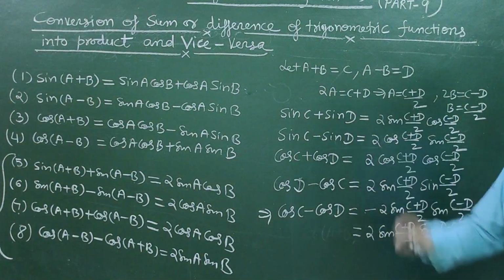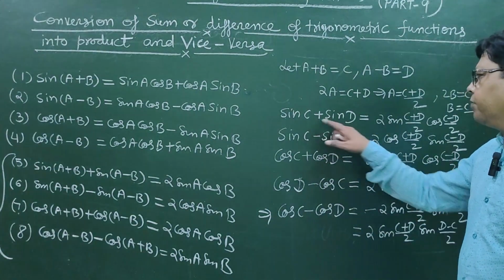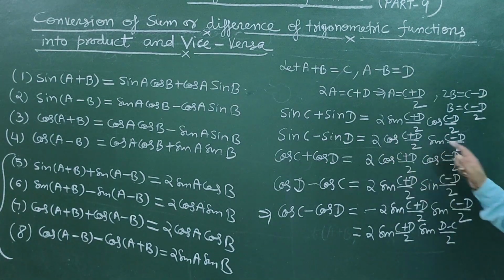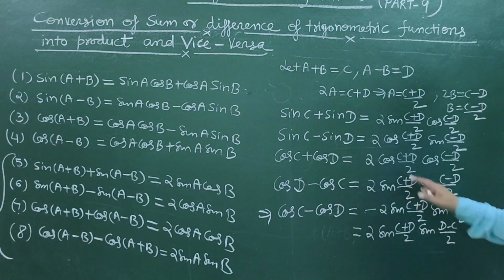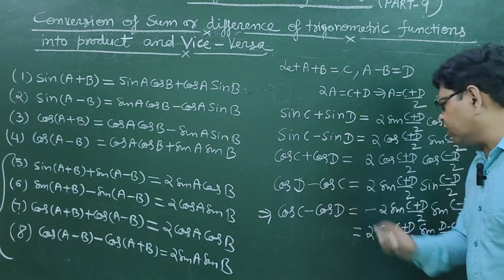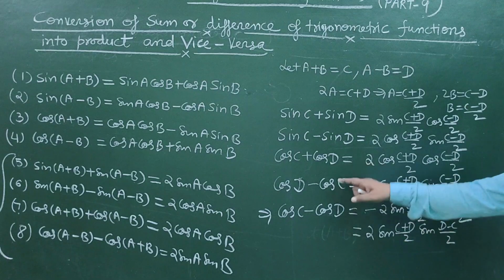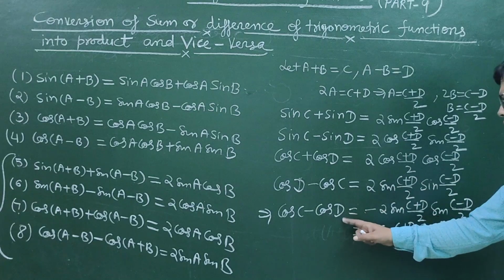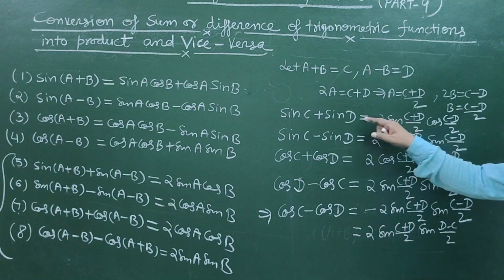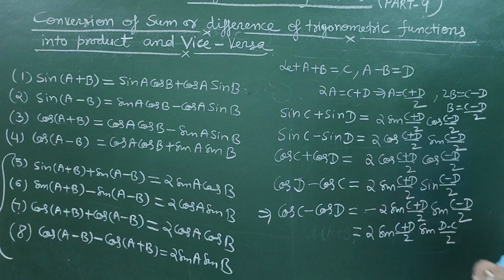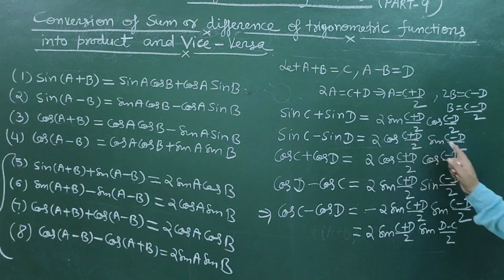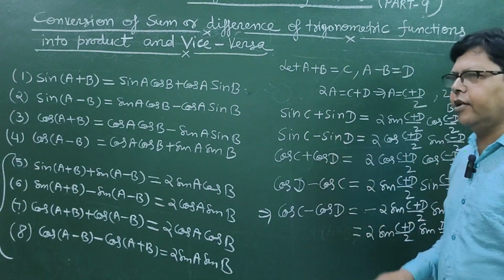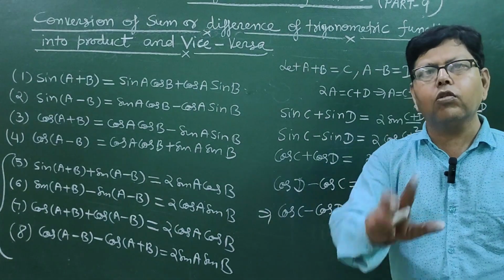So you can learn these formulas: sin plus sin is equal to 2 sin cos, sin minus sin is equal to 2 cos sin, cos plus cos is equal to 2 cos cos, and cos minus cos is equal to 2 sin sin. In cos c plus cos d, having the same, put both cos, and in cos c minus cos d both sin, and in sin c plus sin d 2 sin cos, and in sin c minus sin d 2 cos sin. So in this way we can convert the sum of sine or cosine in terms of the product of sine or cosine.